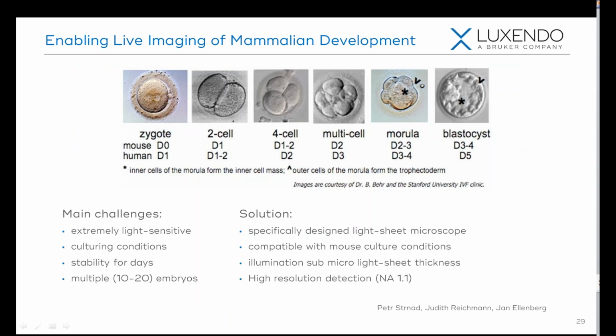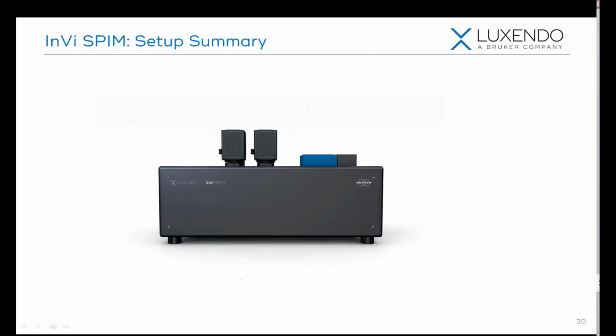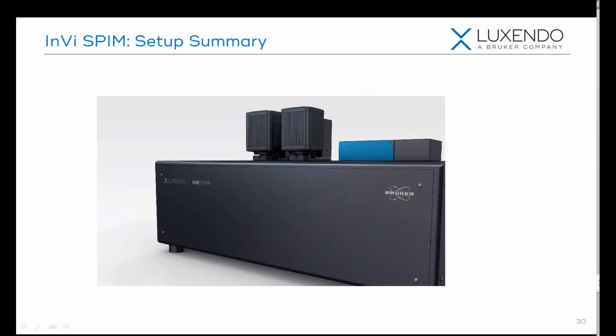And these provide a particularly unique challenge with regards to imaging, because of the fact that they are extremely light sensitive and you have to maintain culture conditions and stability for days on end in order to watch the embryogenesis. Not only that, but we have to do this in a way that is high throughput enough for us to be able to get numbers that are statistically relevant because we're imaging for days on end. And so the solution that we came up with is the inverted view light sheet, the INVI.